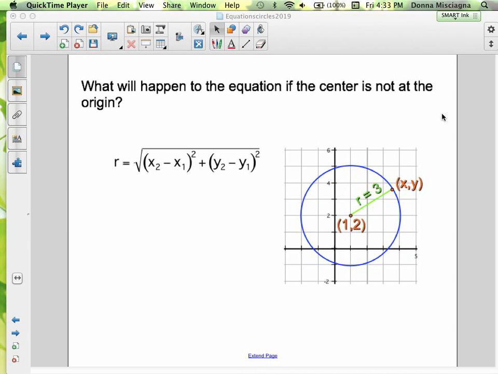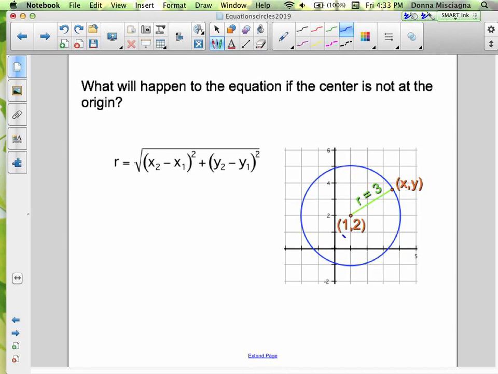All right, so I have the center labeled. The center is (1, 2), so we'll call that x1 and y1. And I don't know what that other point is. Can't tell where it is, because it's somewhere in that box. So that's just going to be x, y, the x2, y2. And we're given that the radius is 3.